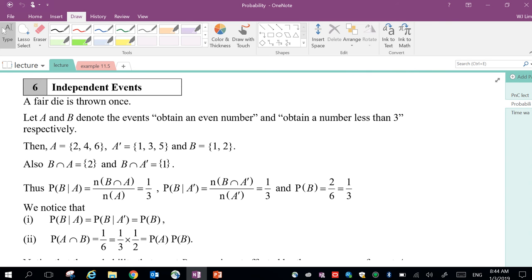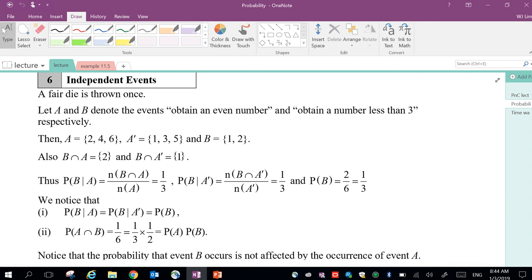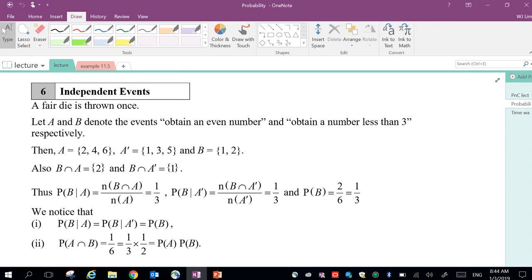Okay, this is a pretty new concept, independent events. Let me give you an example. A fair die is rolled once. A denotes an even number. B denotes obtaining a number less than 3.